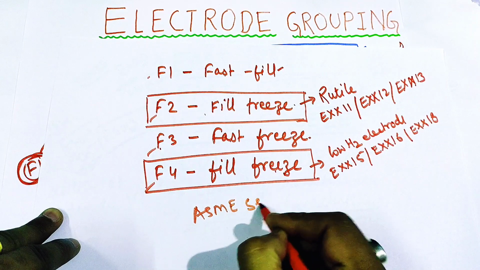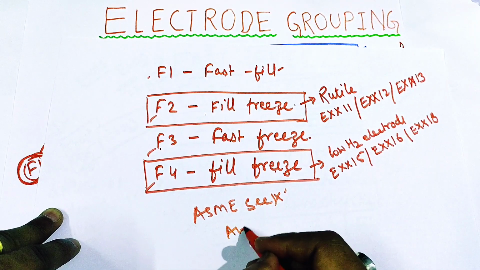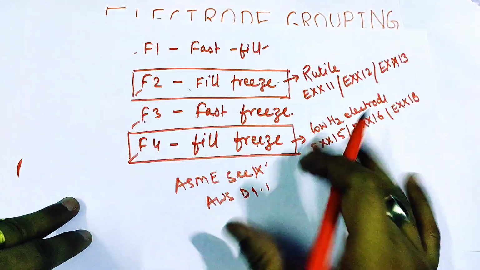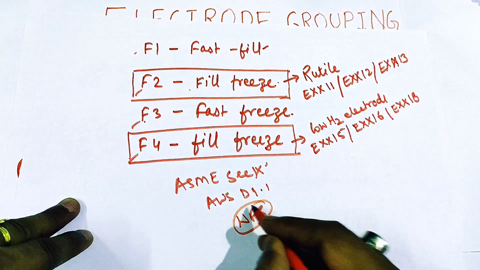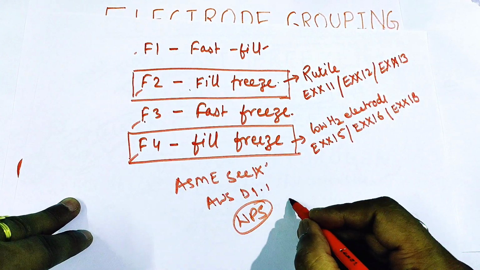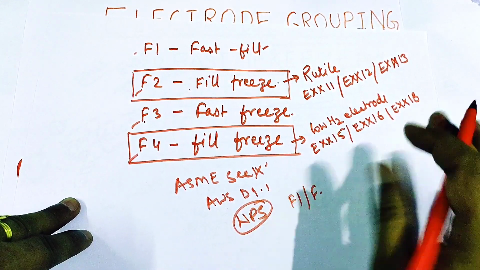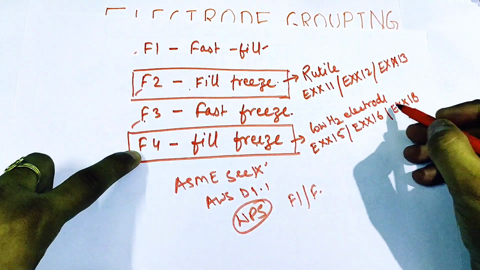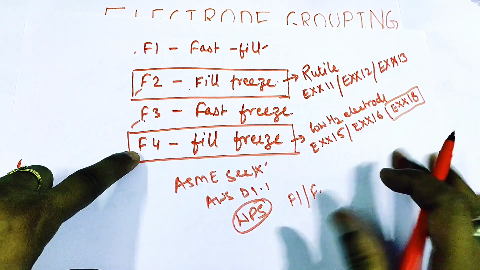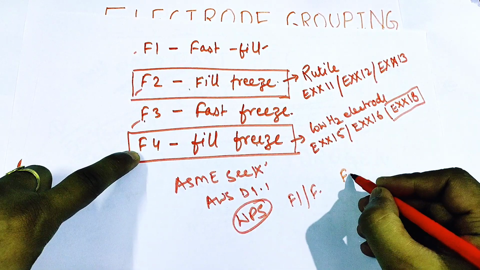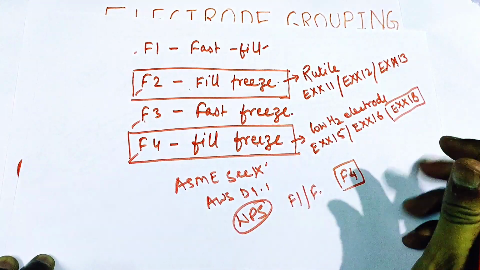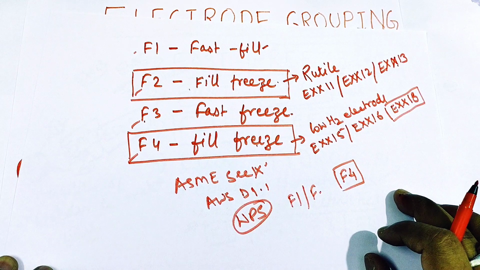These F1, F2, F3 and F4 you can find in ASME Section 9 as well as in AWS D1.1, and it is often required while writing a WPS. So in the WPS you have to write the filler metal number, whether it is F1, F2 or F3. So if I say it is E7018, then E7018 comes in F4. So if your filler metal is E7018, then the F number will be F4, which you will write in the WPS. So friends, this was about electrode groupings. I hope you like this video. Thank you very much.